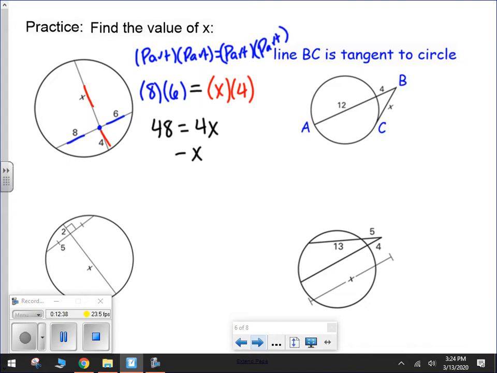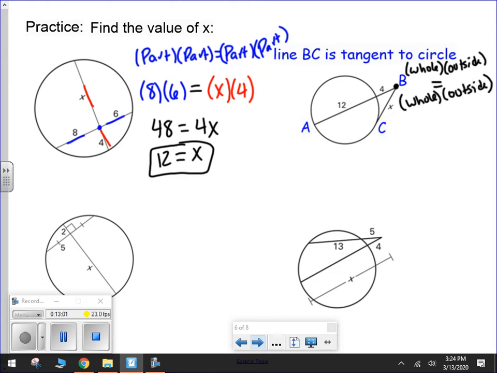In the next problem, my vertex is outside the circle, so I am thinking whole times the outside equals whole times the outside. So I start and I look at AB. My whole is going to be 12 plus 4, which is 16, and the outside part is 4. So I'm going to do 16 times 4 is equal, and then I do the whole of BC.